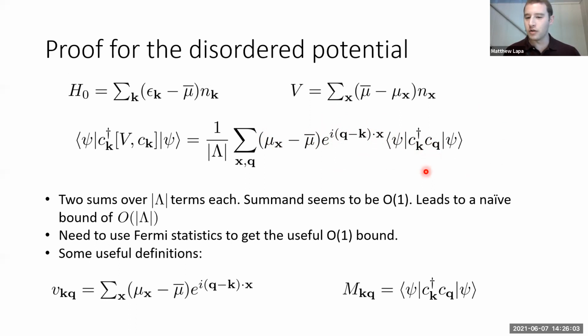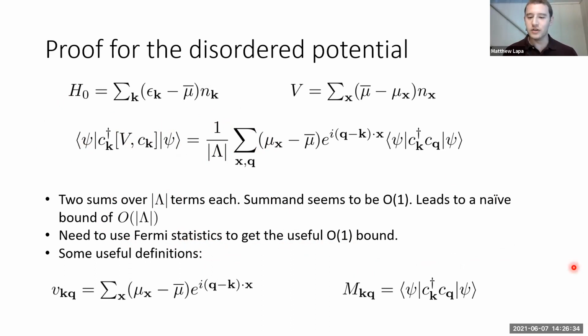If you try to do a naive bound on this with the triangle inequality, you have one factor of volume in the denominator, but you have two sums over order lambda terms each, and the summand is naively order one. This would lead you to a bound of order lambda, and that bound will not be useful for deriving those inequalities that I showed you. So you want a bound of order one, and for that, you need to use the Fermi statistics. That's what I'll show you now.